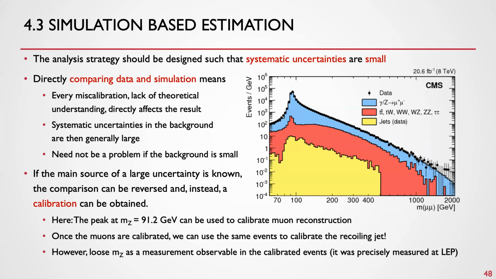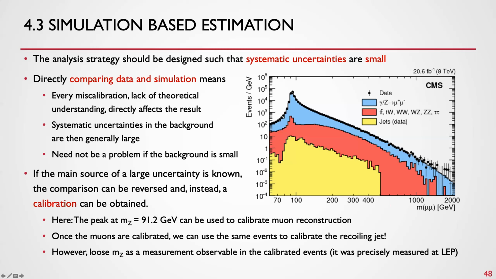If there is a main source of a large uncertainty, let's say the jet energy calibration, or let's take the example here, it's probably the best example that can be derived from this plot, let's say the muon momentum scale. If the main source of an uncertainty is known, the comparison can be reversed and the measurement can be turned into a calibration. The example here shows the Z peak at 91.2 GeV. I brought the example before. It is used to calibrate the muon reconstruction.